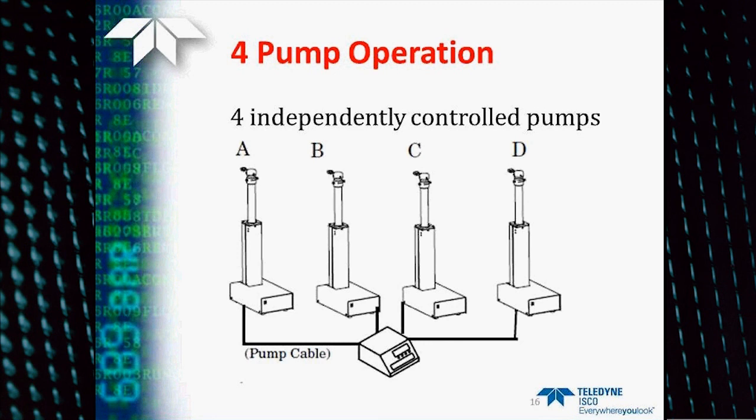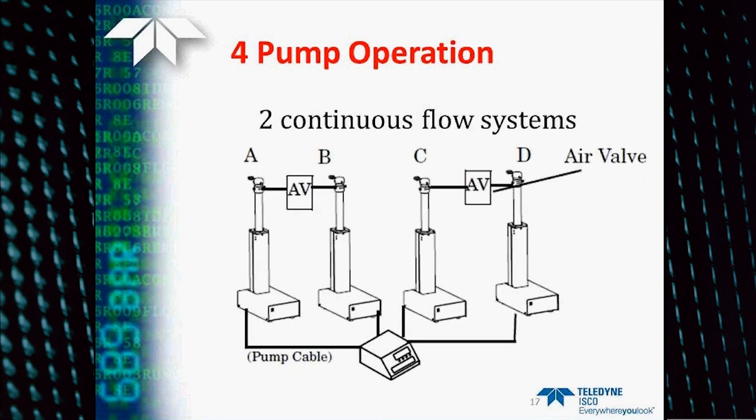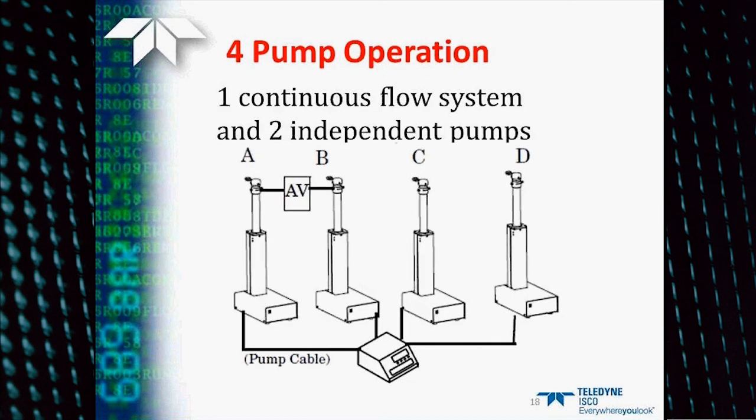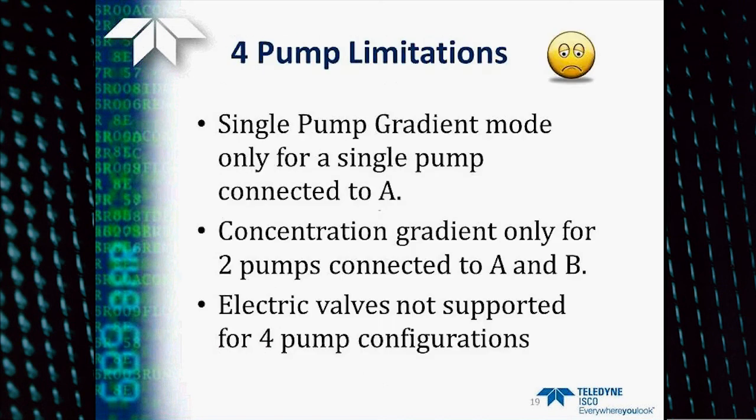Here we see how 4 separate independent pumps would be connected. Here in this illustration, you can see 2 continuous flow systems with air valves. Here's 1 continuous flow system shown with 2 independent pumps.